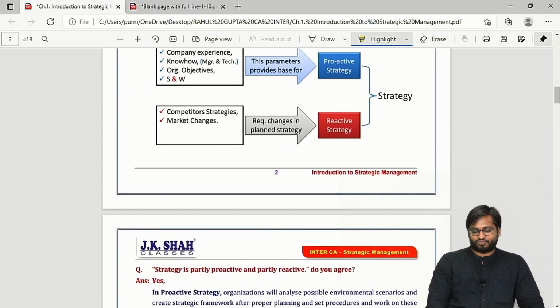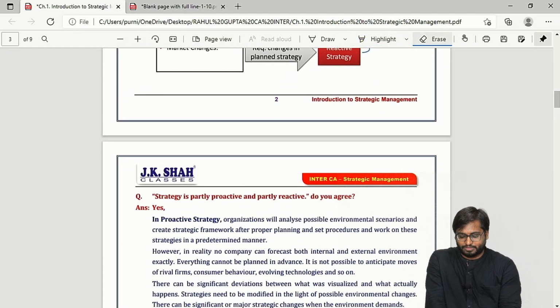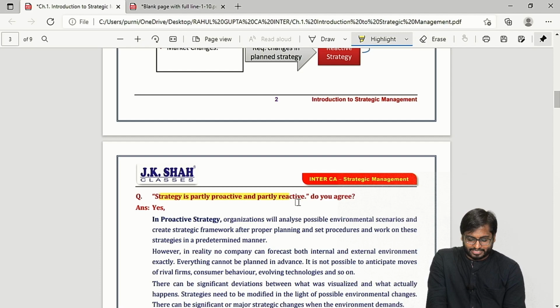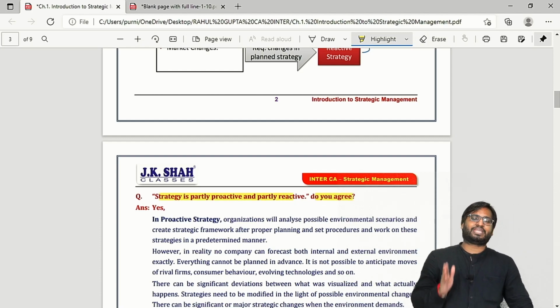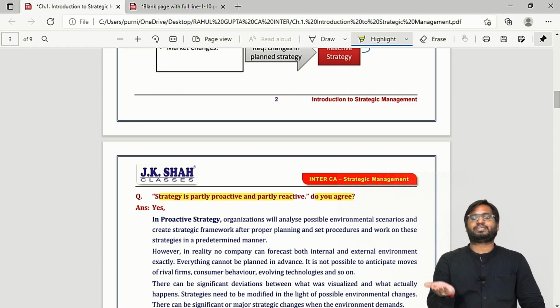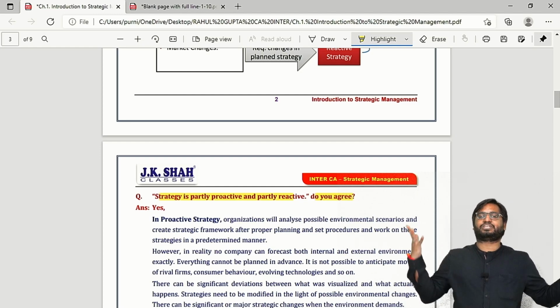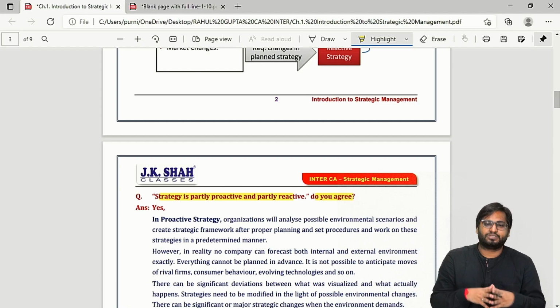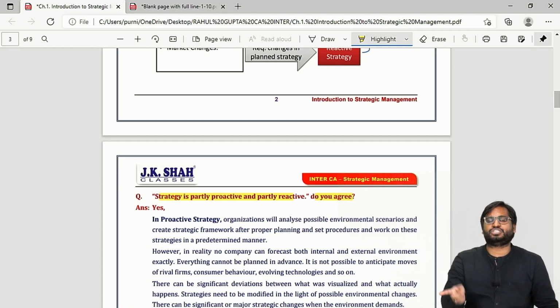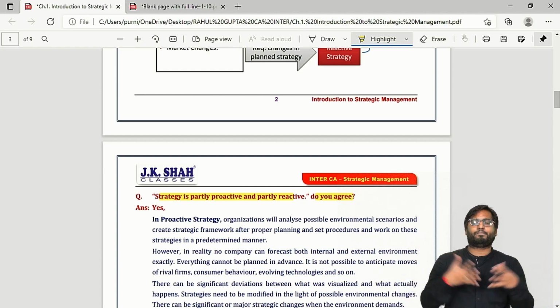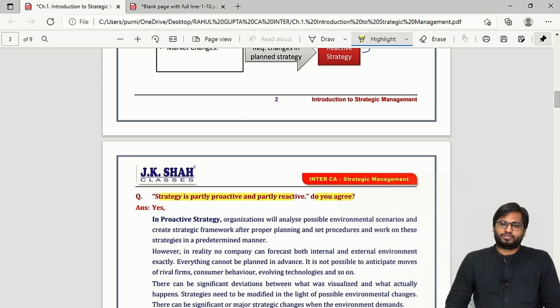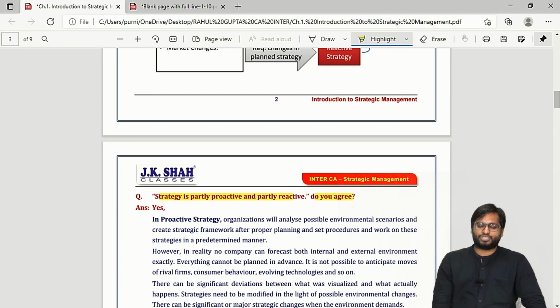One question that I would like to discuss with you is: is strategy partly proactive, partly reactive? Do you agree? The answer is yes. Strategy can never be fully proactive, and can never be fully reactive. Again, I am telling you, it has to be a combination of the two.